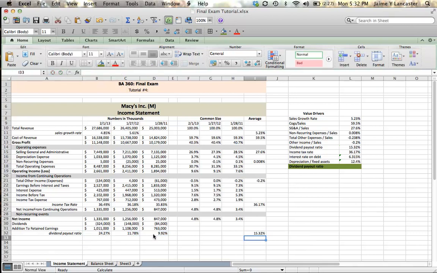So the average of those is 15.32% of net income paid out in the form of dividends to shareholders throughout the year. So the dividend payout ratio that I'm going to use is 15.32%. And that's where I get my dividend payout ratio. And this concludes all of our income statement value drivers. From here, we're going to move on to the balance sheet.